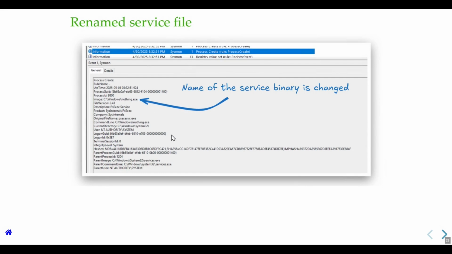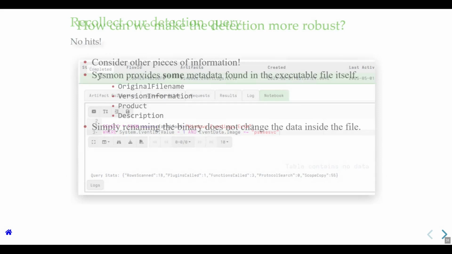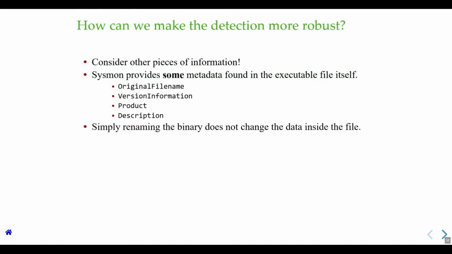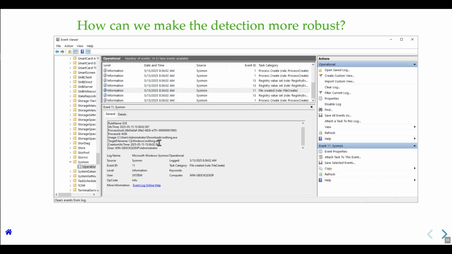Okay, so how can we make it more robust? So we didn't detect it, right? This is what we've done before. So what we can do is we can try and find more information. By looking for more information, then we can find things that are maybe a little bit harder to change, a little bit more difficult to update. So if we look at the Sysmon rule, so we look at this event in the event log, then we can see that it actually has some other information.